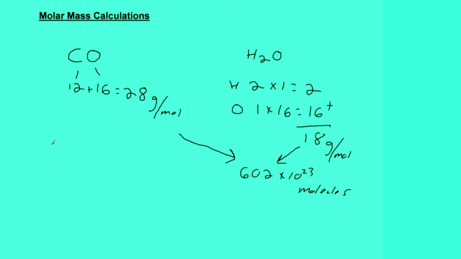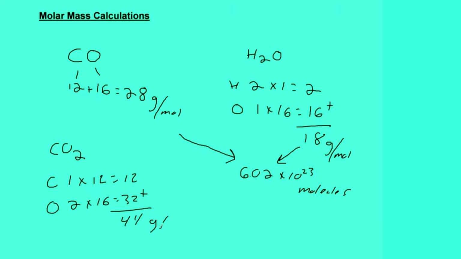Let's check out another one. How about CO2? Okay, we have 1 carbon. Carbon is 12. This time we have 2 O's. They're each 16. That's 32. Let's add them up. 44. So carbon dioxide has 44 grams per mole. So that means if you weighed out 44 grams of carbon dioxide, you would have that many molecules of carbon dioxide.